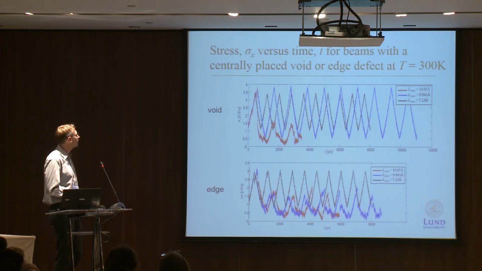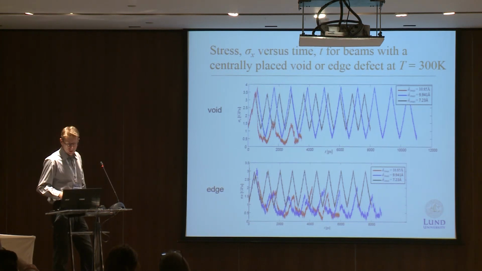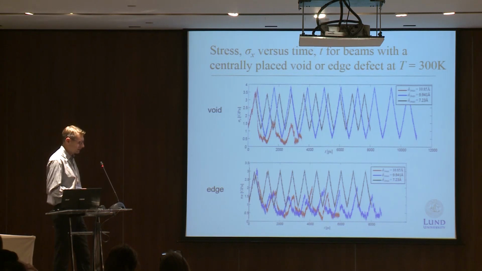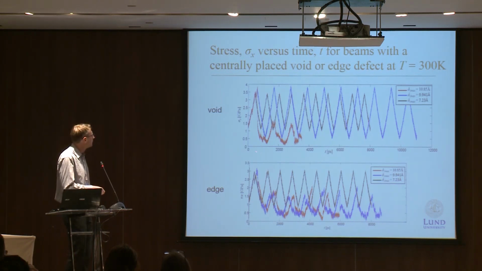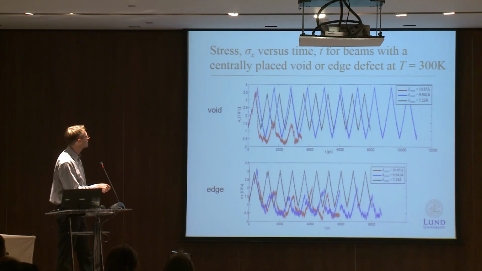So now to the case when we have a defect instead. We start with the case where we have a centrally placed void. We have here 3 different values of the applied load, and we have to use lower loads than for the solid beams, because otherwise it would break immediately in the first load cycle. So here we can see something strange. Quite early in the load cycle, we have a dip in the stress curve, and this is actually when the void closes due to plasticity. And then we have further events here.